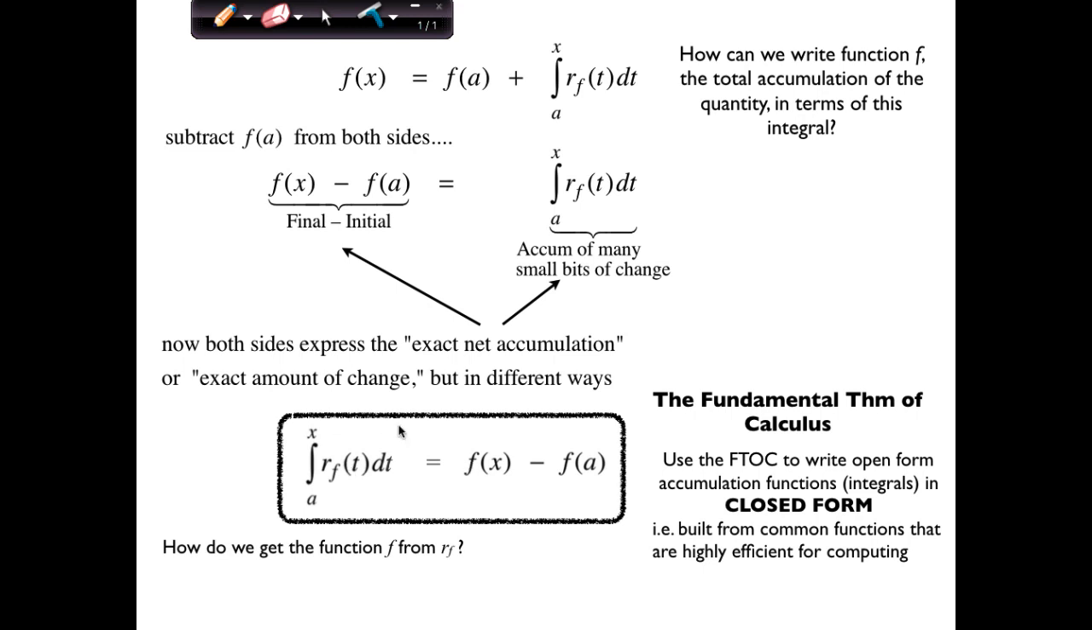Therefore, if we start with the open form and we want to get f, we're going to need the antiderivative, right? Why? Because we know the rate of change is the derivative of f. Therefore, if we have the rate of change, we need the antiderivative.